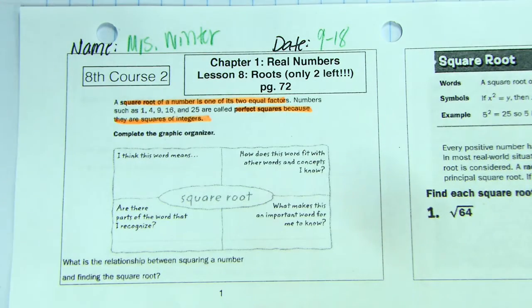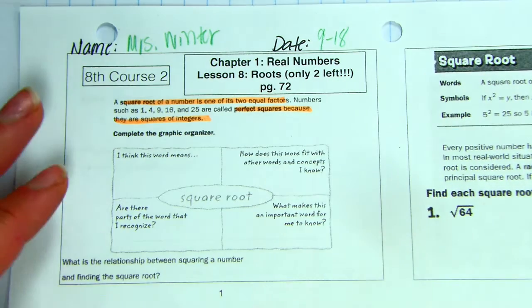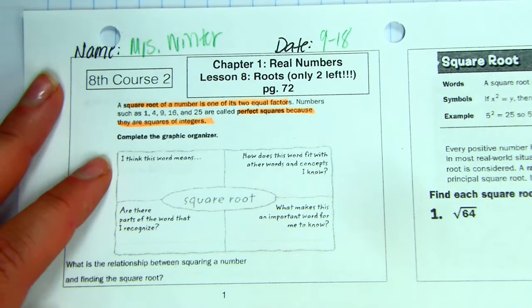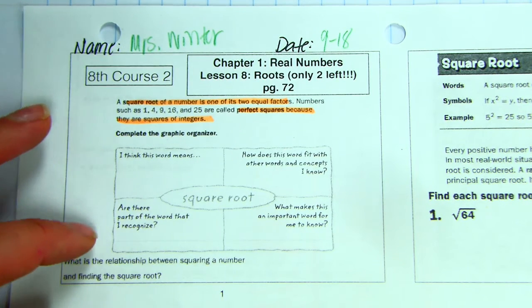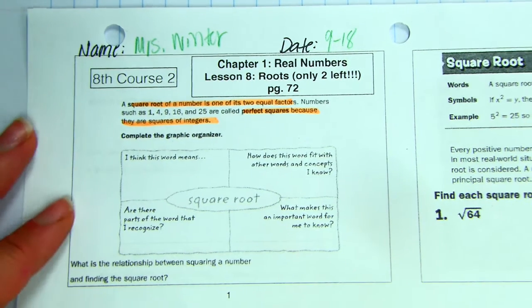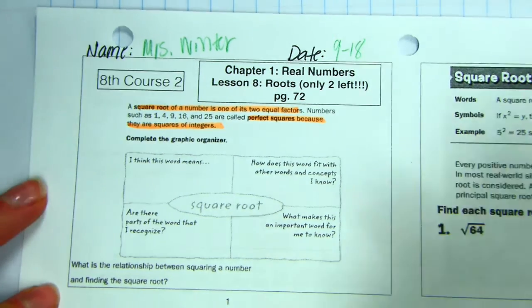So a nice whole number or a negative number, but we only can work with square roots being whole positive numbers. So you can fill out this graphic organizer on your own since it's what you think. So I will go down here.